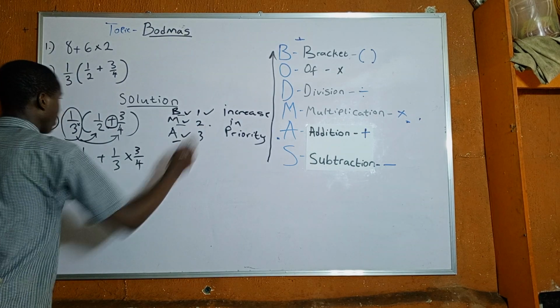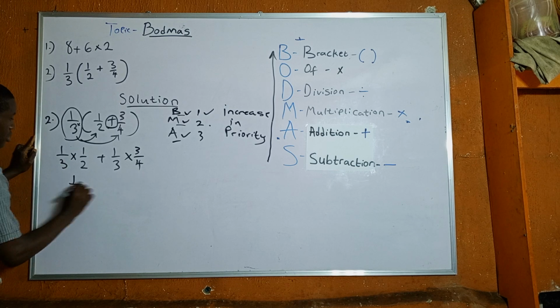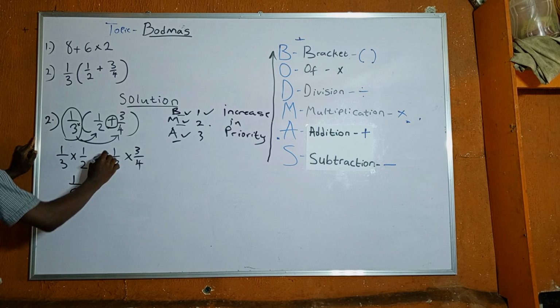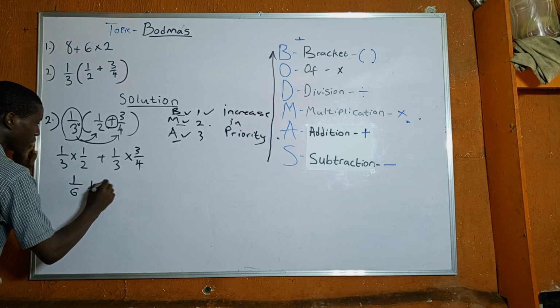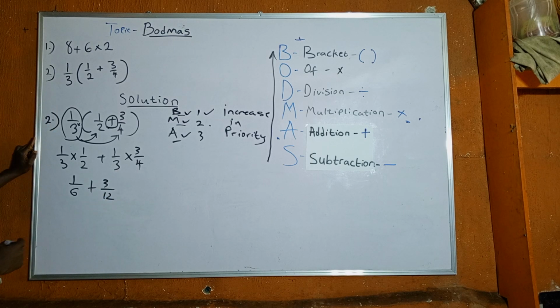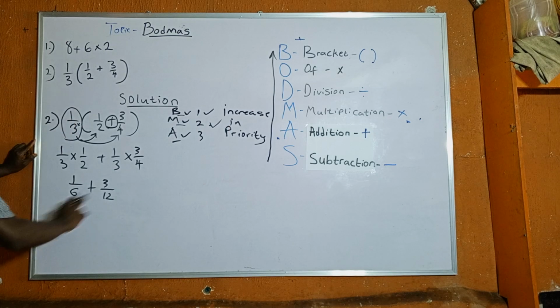Let's clear multiplication. To clear multiplication now, we'll just multiply this. 1 multiplied by 1 gives you 1. 3 multiplied by 2 gives you 6. Plus 1 multiplied by 3 gives you 3. 3 multiplied by 4 gives you 12. So we've cleared multiplication. Let's clear addition.